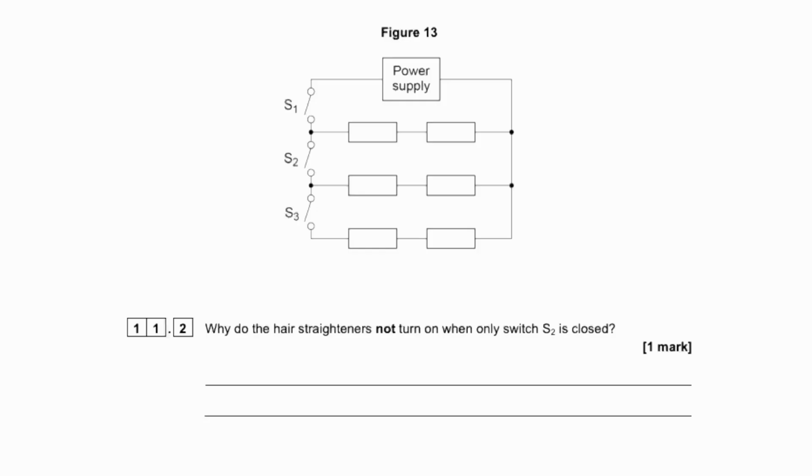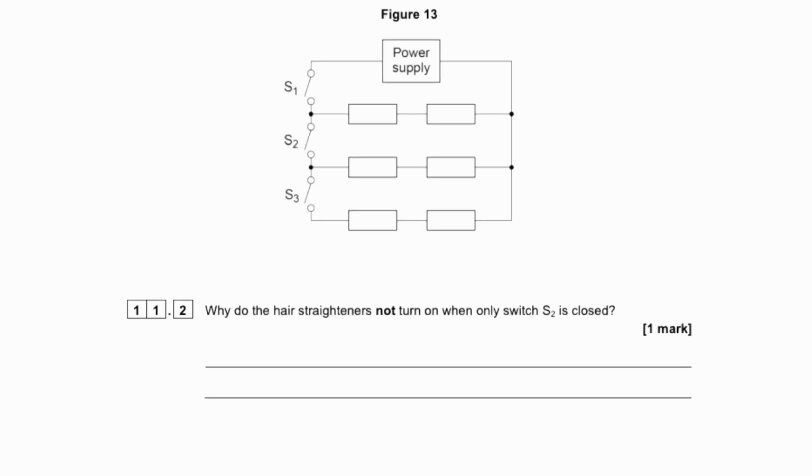But we can still use these, as it does show a lot of common themes of where students went wrong and questions where students might find it a bit challenging. This was the last question in the paper, and those two tend to be a little bit harder. So this question is showing a circuit, and the question is basically, why would this not turn on? So we can see we have a circuit for hair straighteners over here. Why does it not turn on when only switch S2 is closed?